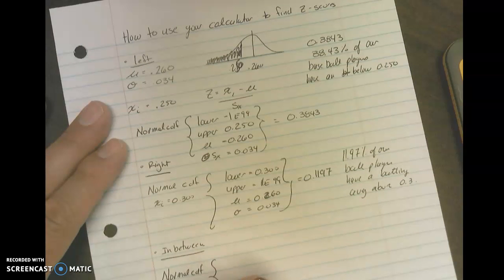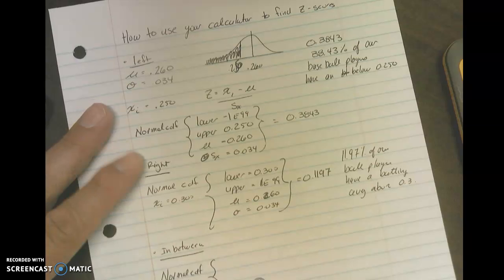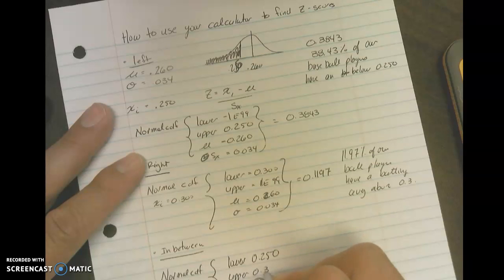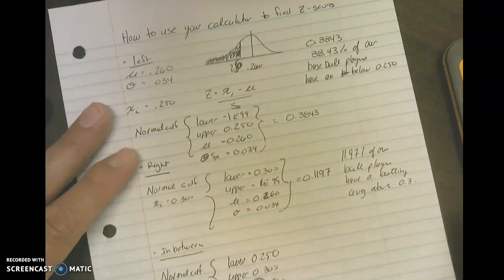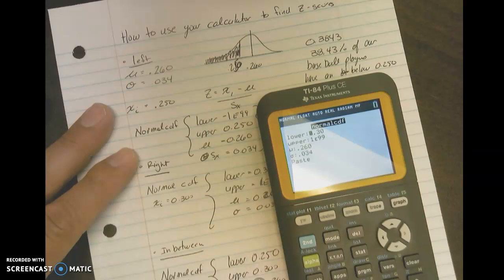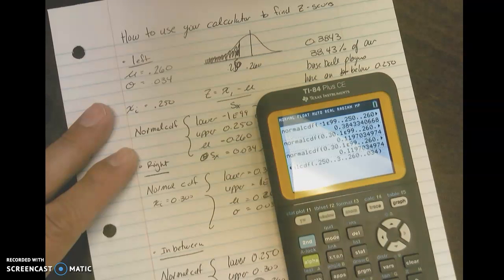Okay. So then to do the in between, we're just going to go normal CDF. Let's say we're just going to look at between 300 and 250. So my lower is going to be 0.250. My upper would be 0.30. My mean would be 0.26. My standard deviation would be 0.034. Sorry, I do need to change that one, 0.250, 0.3. That one doesn't change, so I put that into it.